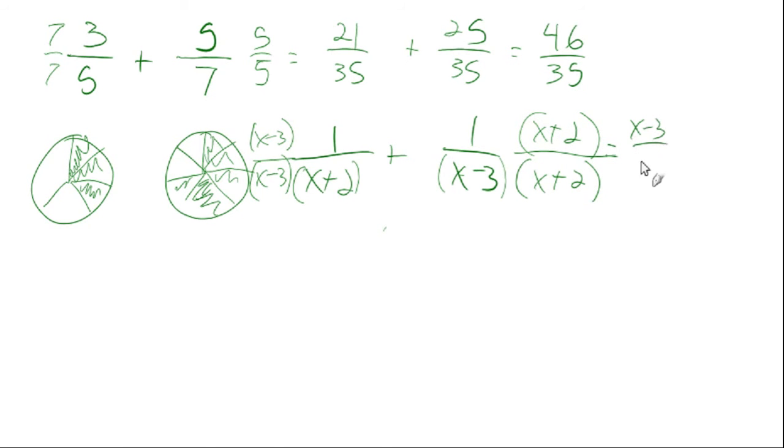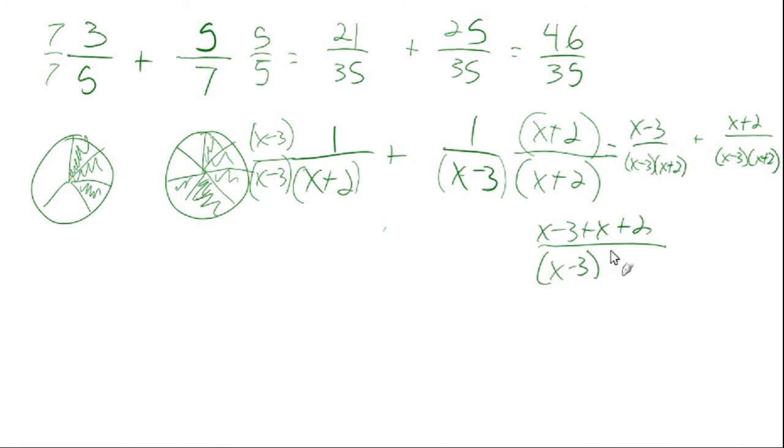x minus 3 over x minus 3 times x plus 2 plus x plus 2 over x minus 3 times x plus 2. And together we'll get x minus 3 plus x plus 2 over the common denominator. Of course, we want to put like terms together, so we got x plus x, that's 2x, and negative 3 plus 2 is negative 1, and now we have our final answer here.